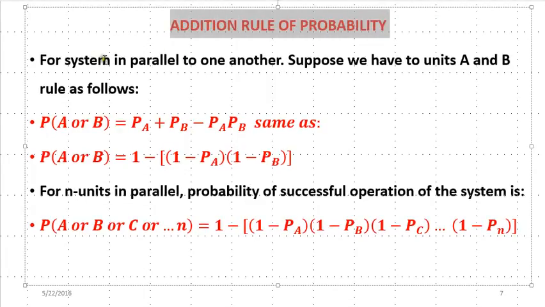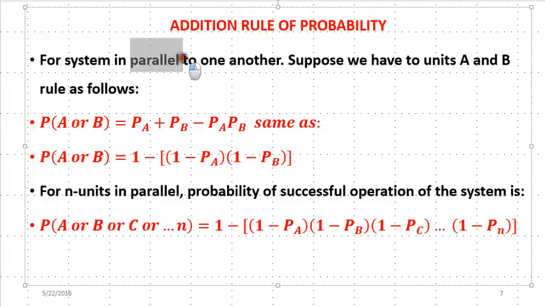Now the second rule is what we call the addition rule of probability, and this is a rule that is used for systems which are connected in parallel. As we know, in parallel it is either this one to work, or the second one, or the third one, or the nth one. Not all of them. Only one of them working will make the system work perfectly.